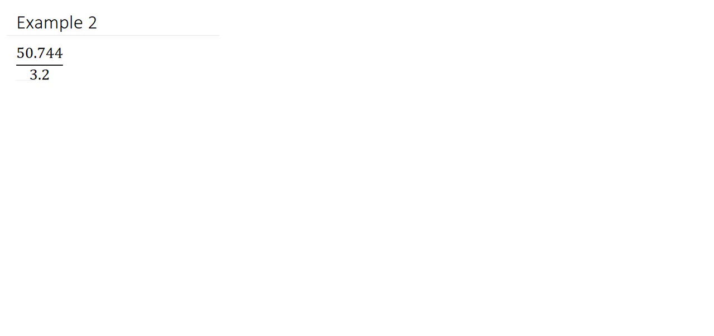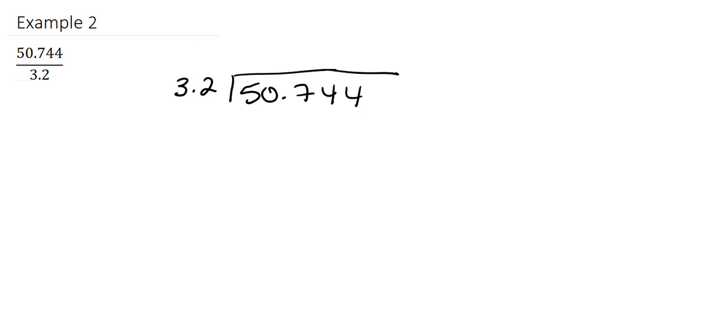Now let's look at the next example. Example 2: 50.744 divided by 3.2. So we have 3.2. Now it's 32, because we need to move that decimal over there. Then we move this decimal here because we want to get it out of the divisor. And so now we can begin.